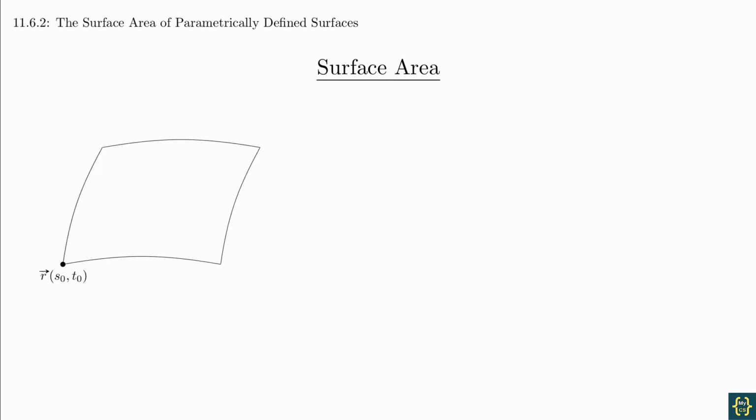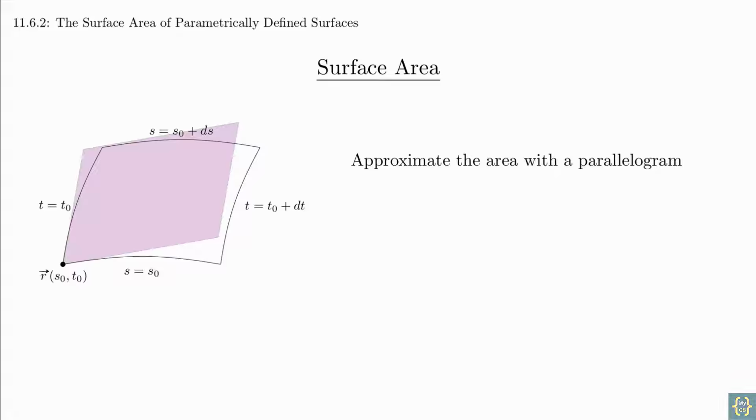Let's pick some ordered pair s0, t0 and imagine drawing a rectangle where we change the parameters by ds and dt. This rectangle is formed by the curves where s and t are constant, and we know that the sides can be labeled by these equations. This region can be roughly approximated by a parallelogram. The key insight is that the sides of the rectangles are curves of constant s and t, so that the tangent vectors can be used to give us their directions.